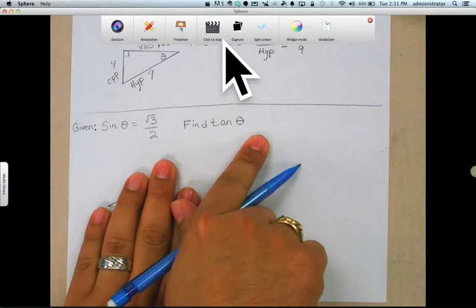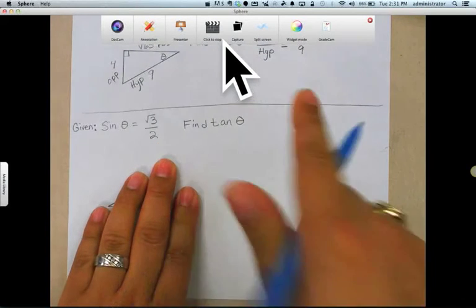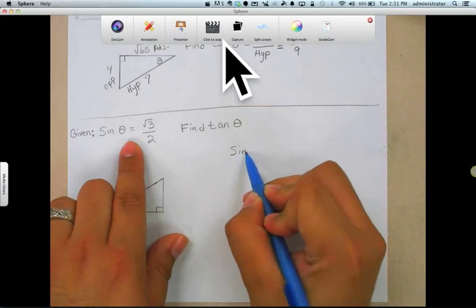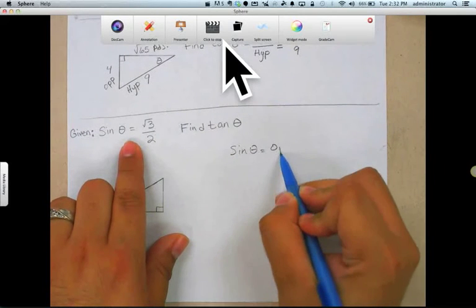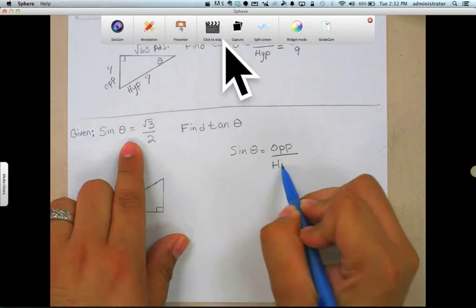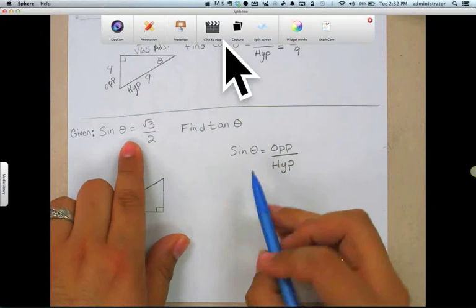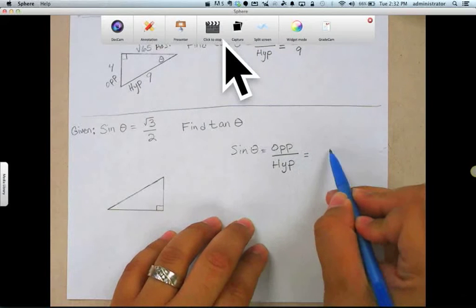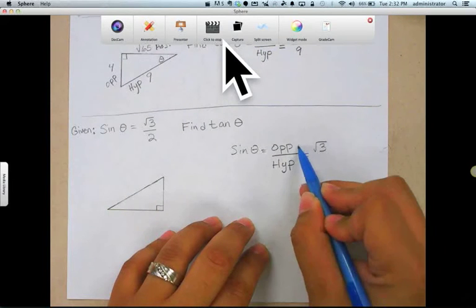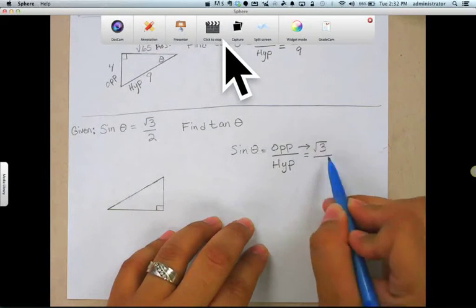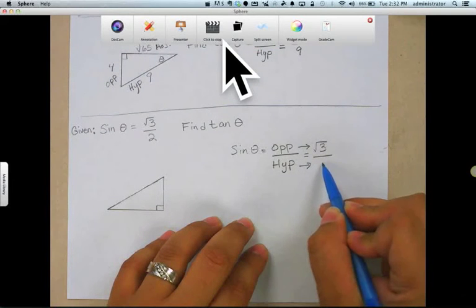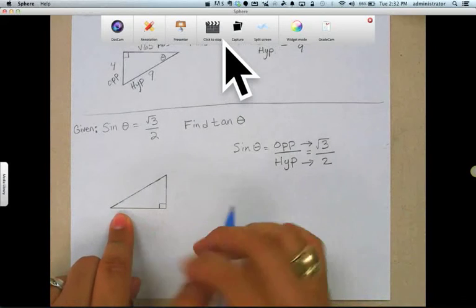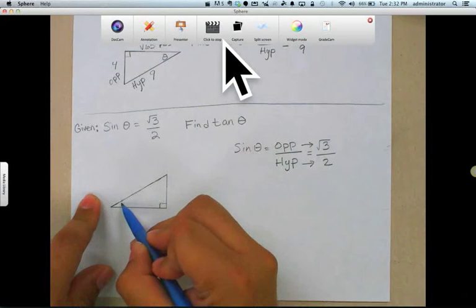All right, really simple to do here. Let me think about sine and what it is. The sine is the opposite over the hypotenuse. SOH. Well, if it's the opposite over the hypotenuse, then I can say that the square root of 3 corresponds to the opposite side, and 2 corresponds to the hypotenuse. So I've got a right triangle here, and I'm going to pick a spot. Let's say that theta is right here.